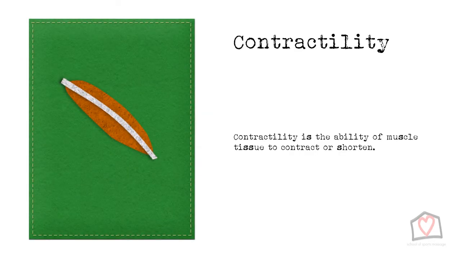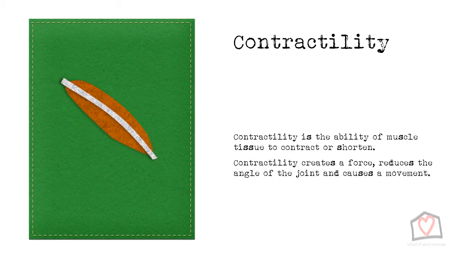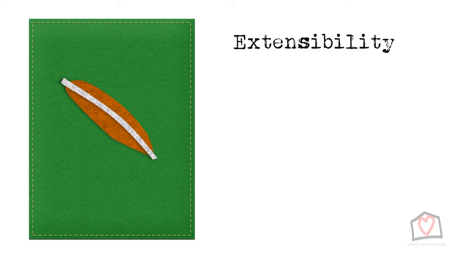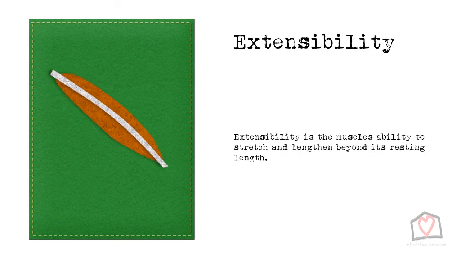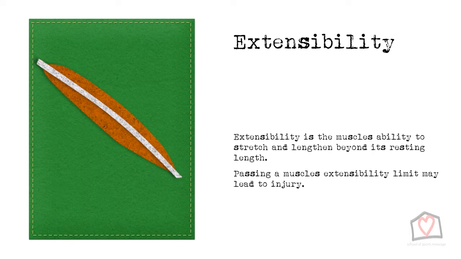Contractility is the ability of muscle tissue to contract or shorten. This creates a force and in the skeletal muscle reduces the angle of a joint, causing a movement. Extensibility is the muscle's ability to stretch and lengthen beyond its resting length. Be aware there is a limit to the extensibility of a muscle, and if you pass this, there is potential for injury.